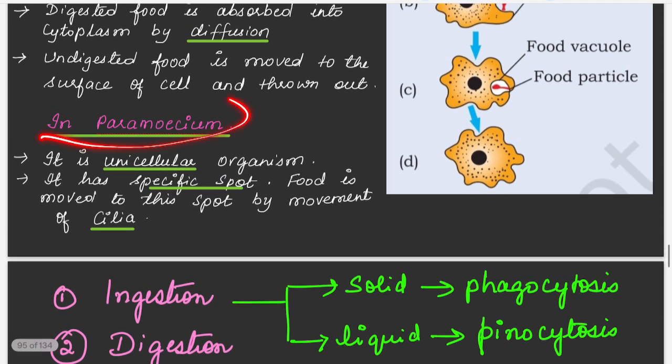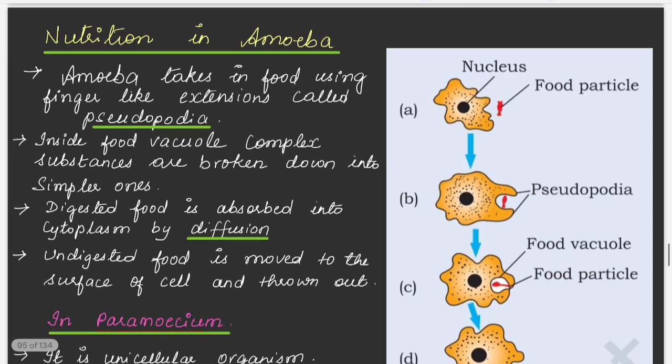So here you can see paramecium is a unicellular organism and it has a specific spot. Food is moved to this spot by the movement of cilia. The specific spot will be the food vacuole where the digestion takes place. So this is about nutrition in amoeba and paramecium.